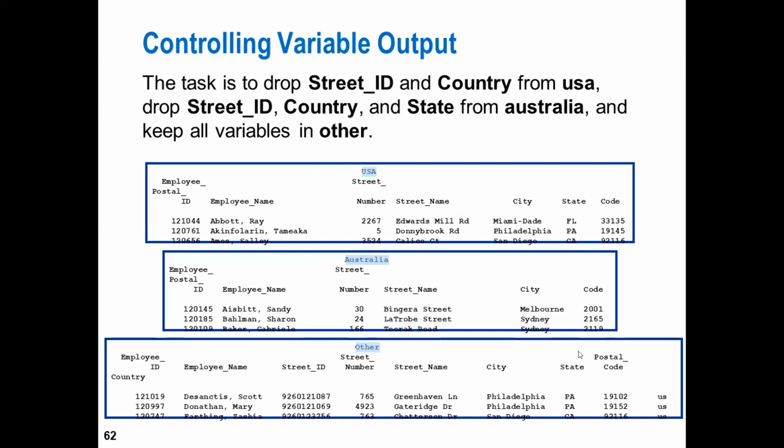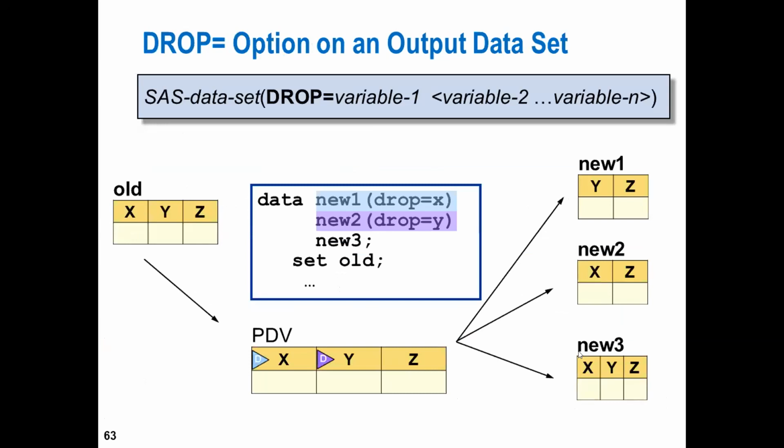So how will we do this? Now you will get introduced to another technique of selecting the variables. You can use the keep equal to or drop equal to data set option.